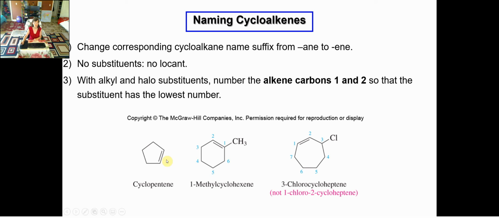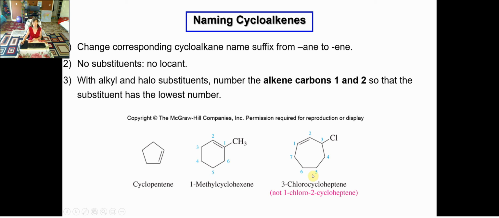For example, the first one, let's count it. Number 1, 2, 3, 4, 5 carbons. So this is a five-carbon cyclo compound, you call it pentene. From cyclopentane, you convert it to cyclopentene. There are no substituents, no locant. The second molecule, you name it based on the smallest carbon double bond locants. Carbon 1, 2, 3, 4, 5, 6. You call it 1-methylcyclohexene.